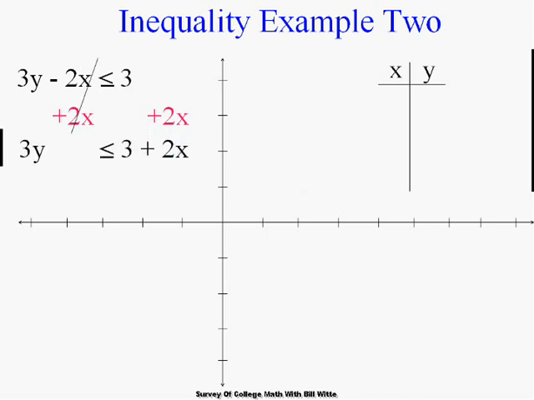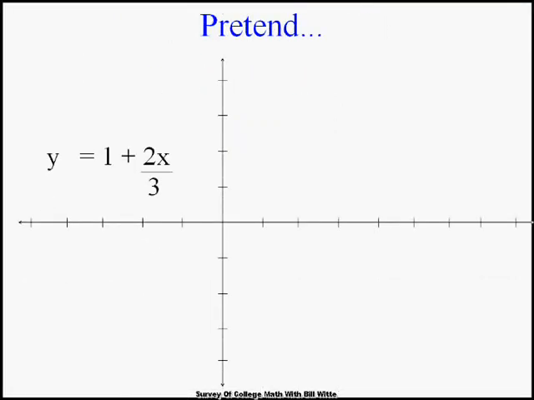And let's see, divide everybody by 3. Now, 3 divided by 3 is 1. And 2 divided by 3 doesn't go in evenly. So I simply write 1 plus 2 divided by 3, or 2/3 we call it. Now, the reason I wanted to do this example is, of course, we're still going to pretend it's equals.